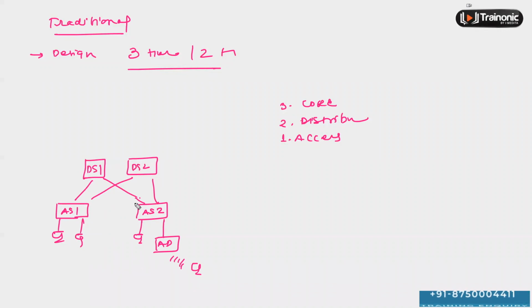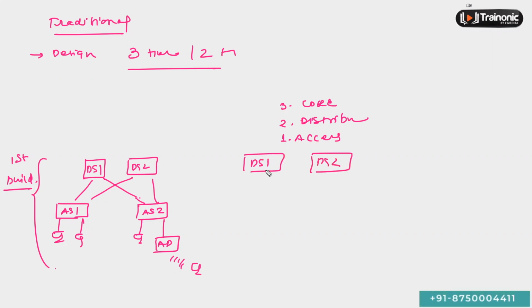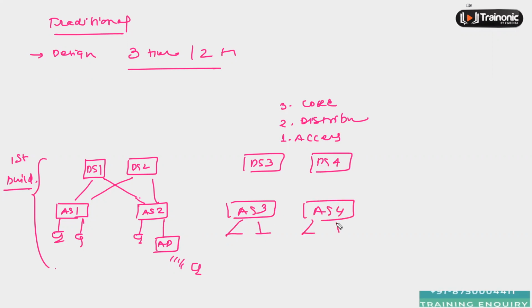Let's say this is one of the buildings, the first building of some campus network, and let's say there is a similar building here as well, with distribution layer switch 3 and 4, access layer switch number 3, and access layer switch number 4. We have some users connected here as well.